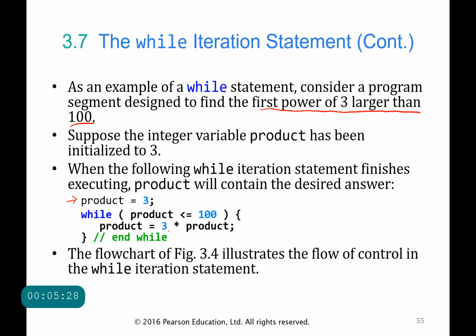It is. We go in, we take the value of product and multiply it by 3. So on the first iteration, we will get 3 times 3, which is equal to 9. And then we will come back here and check, is 9 less than or equal to 100? And it is. We will come down again, we will again multiply the value of product by 3. So we'll have 9 times 3, and we will then keep repeating this process of multiplication by 3 until we get to a value which is actually greater than 100.